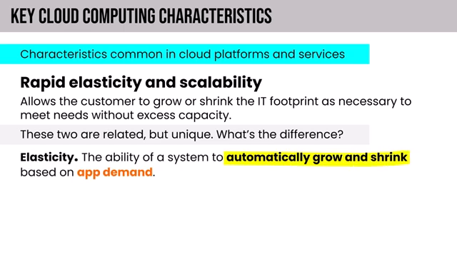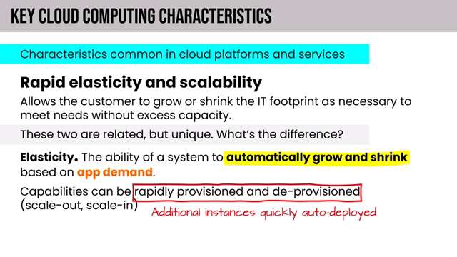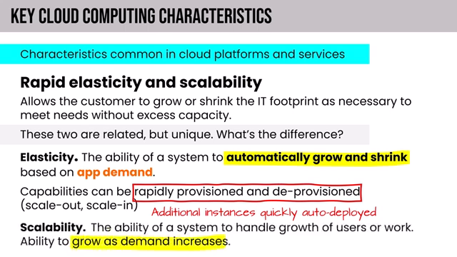Elasticity is the ability of a system to automatically grow and shrink based on app demand. Capabilities can basically be rapidly provisioned and deprovisioned. Think auto scale, scaling out and scaling in, adding additional instances quickly, auto deploying these instances. They are ephemeral instances, available only for the time they are needed.